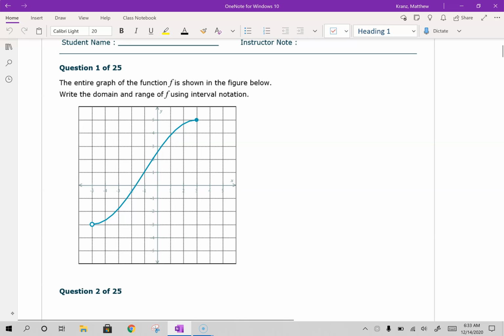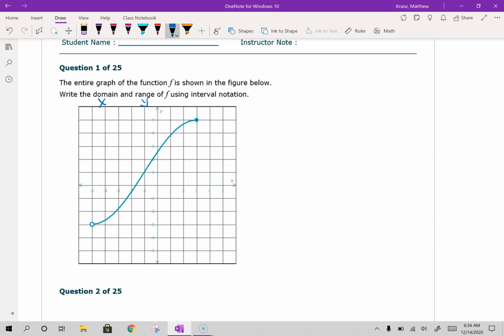So question 1. The entire graph of function f is shown in the figure below. Write the domain and the range. So remember that the domain is your x's and the range is your y's. So the x's go from here to here. Now notice that this circle is open, which means that it doesn't include this number, which in this case is -5, like it says up there. So we know that x is going to be greater than -5.